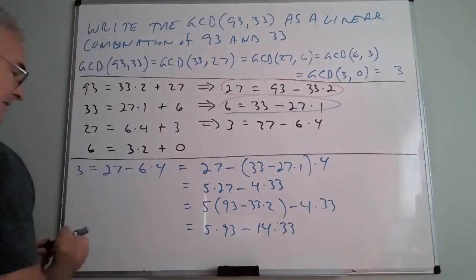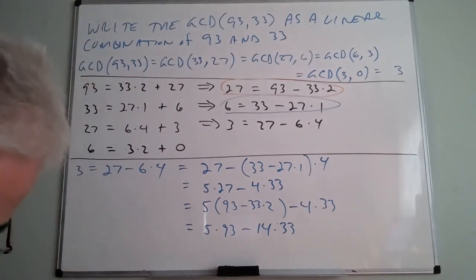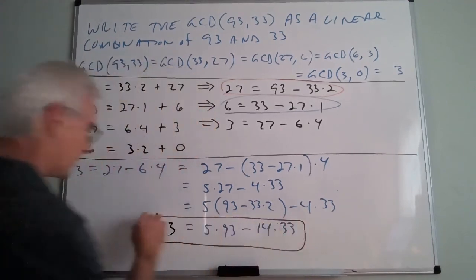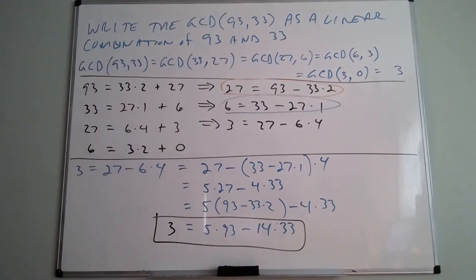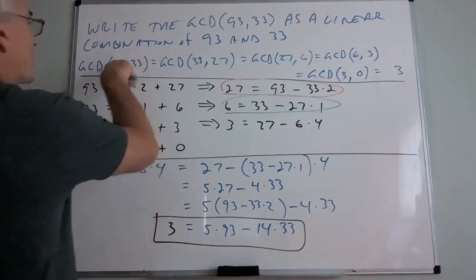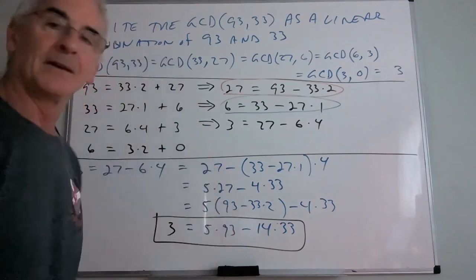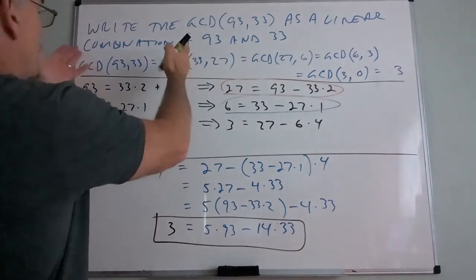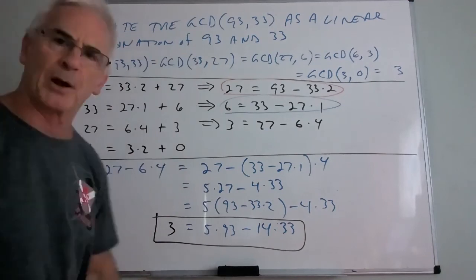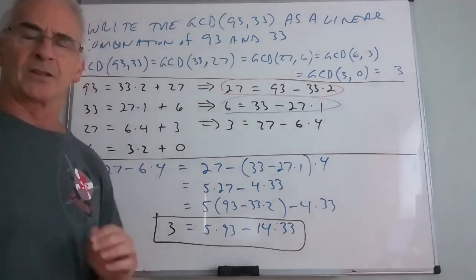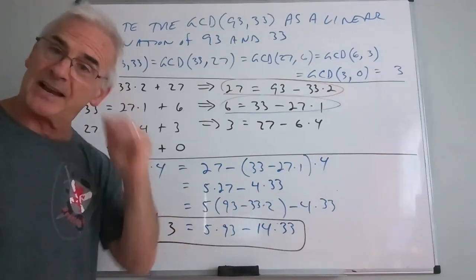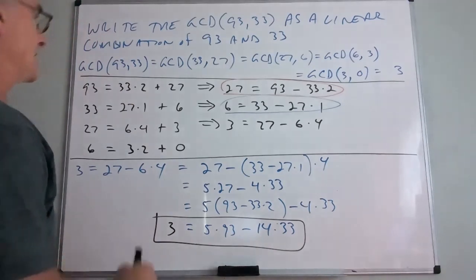So therefore, what is the answer to the problem? The answer to the problem is that, oh, I'll just write it next to it. The answer to the problem is 3 equals 5 times 93 minus 14 times 33. There's no way you could look at the original and come up with that. So we find the GCF first, but it's the process. Now, could you just jump right into the middle? Yeah, you probably could. But this is one where you want to write things down and have kind of a paper trail, because if there's an error, you're never going to find it if you don't have something written down.